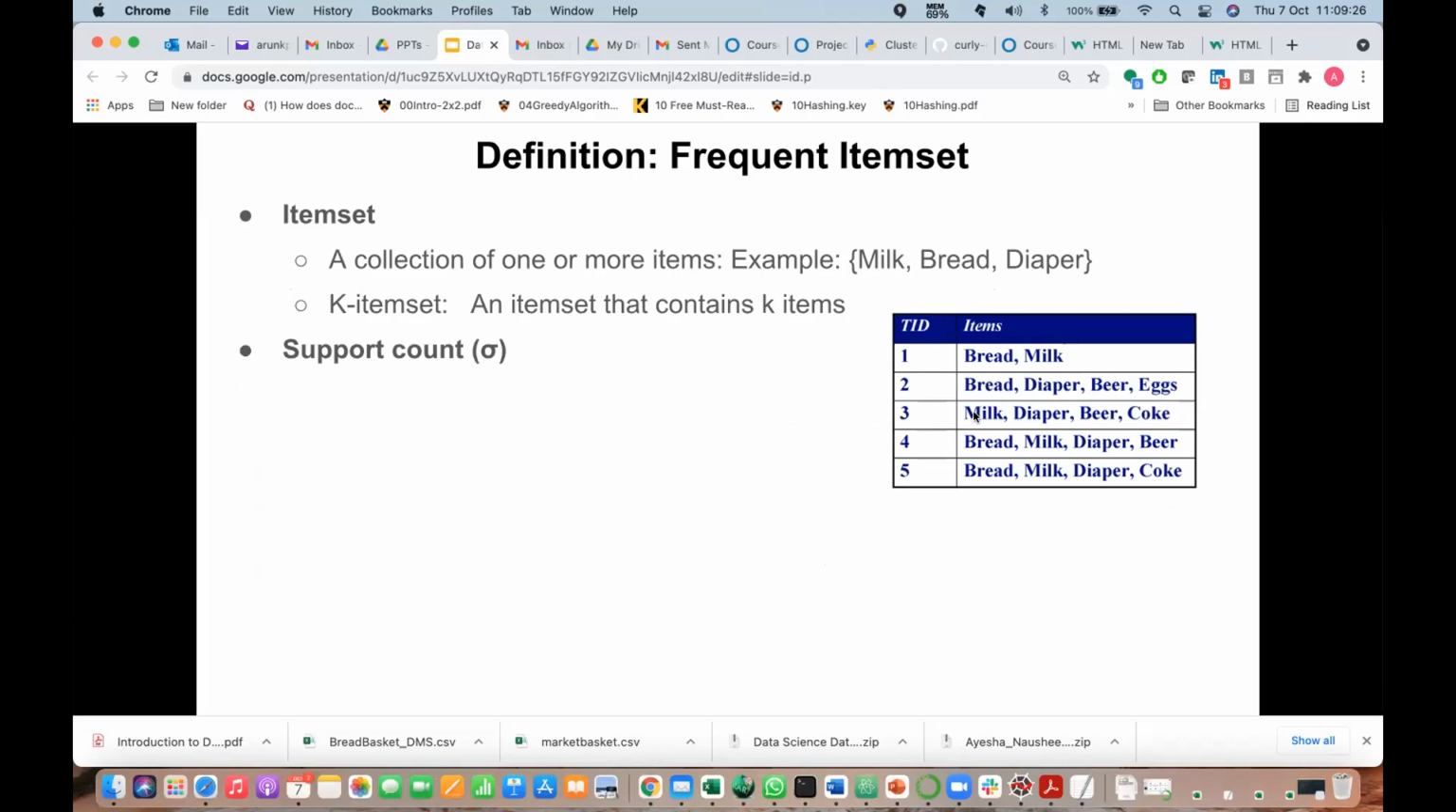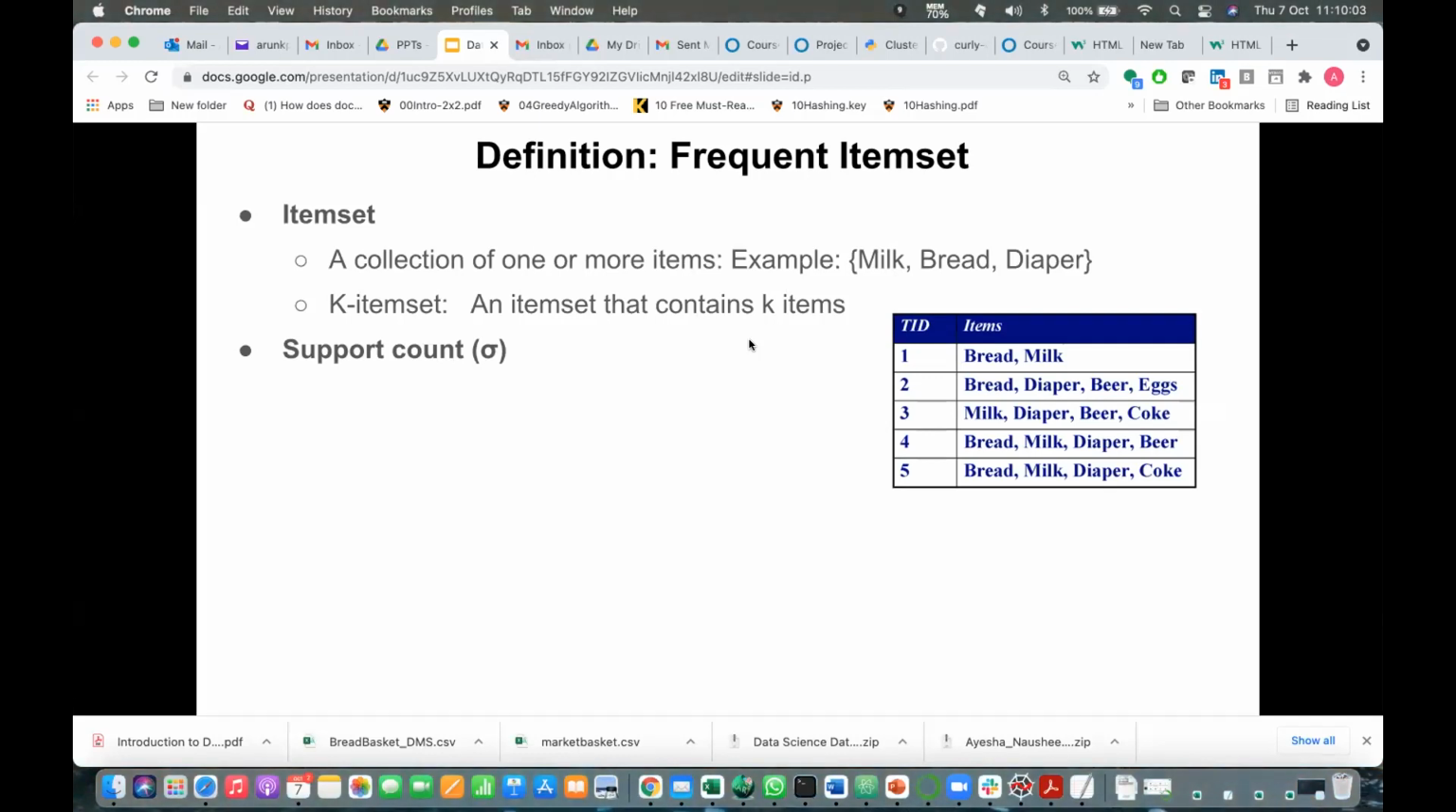So first we will define what a frequent item set in a transaction is. The item set means a collection of one or more items in the previous transaction data. Milk, bread, diaper is one item set. A k-item set means an item set that contains k items. So an item set is simply a subset of all items sold or available in that supermarket. You can think like that. Then a k-item set means a subset of cardinality k.